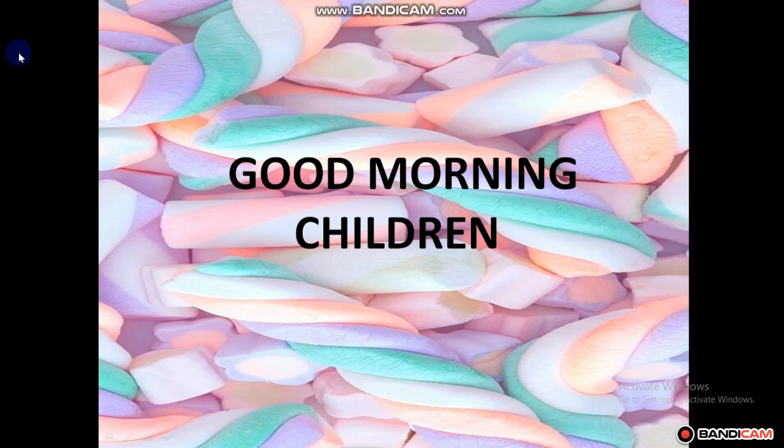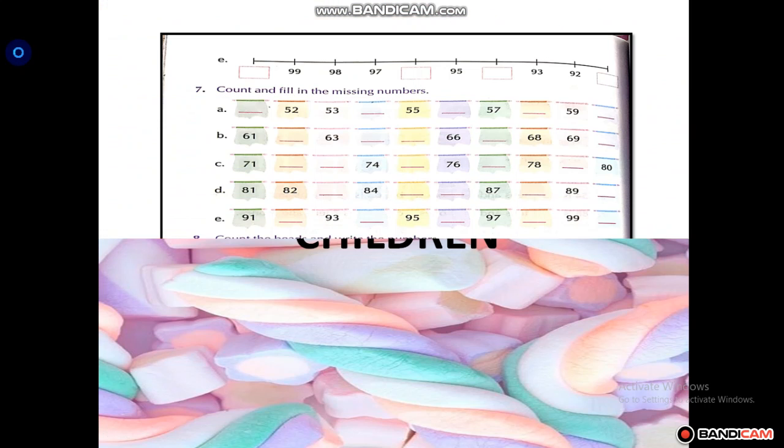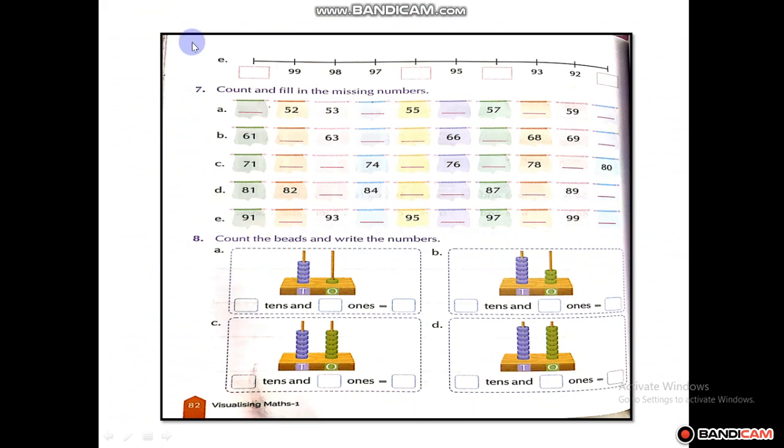Children, this is from Maths book, page number 82. This is continuation of page 81. E part, same way children, you have to do this. 100, then 99, 98. These are backward countings. Clear? You will complete this.